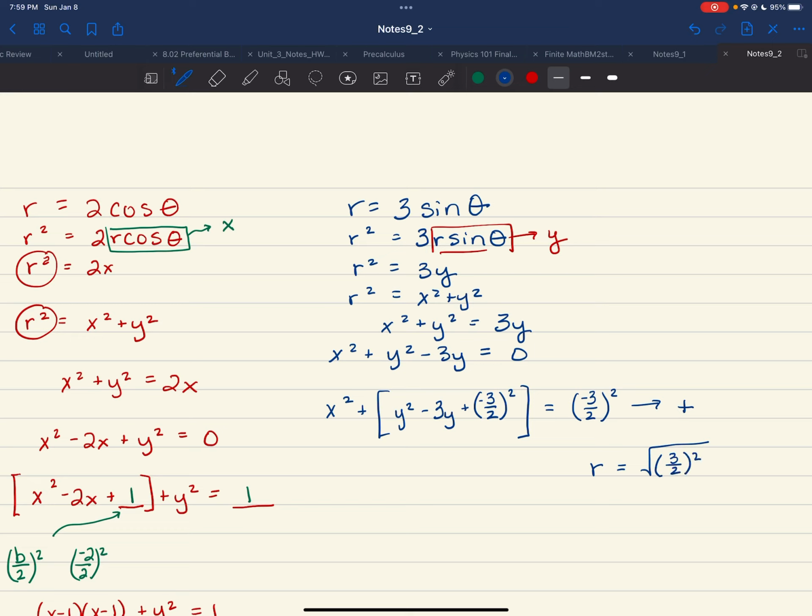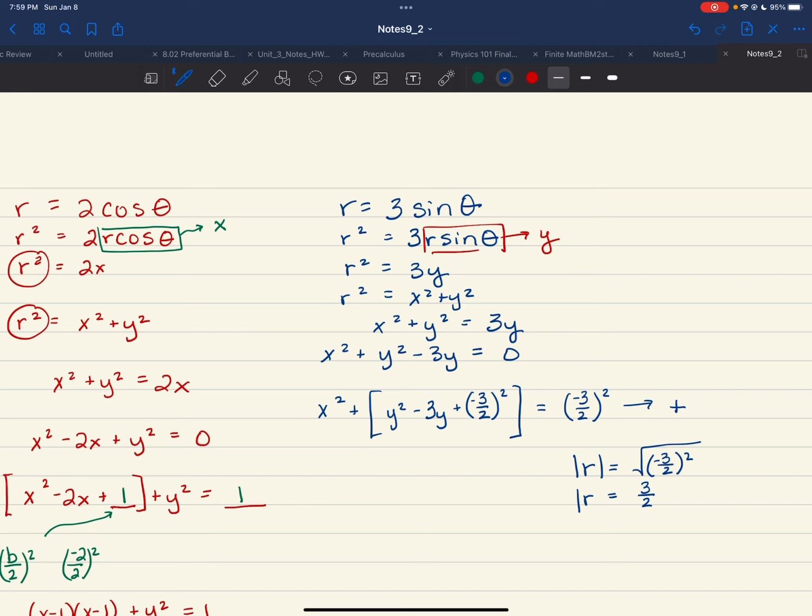3 over 2 squared. So my radius is really, I don't know, you could say plus or minus, but radius isn't a vector, it's a measurement. So you're really looking at the absolute value of it. So then we get 3 halves, right, is going to be our radius. And then we've got to find our coordinate.